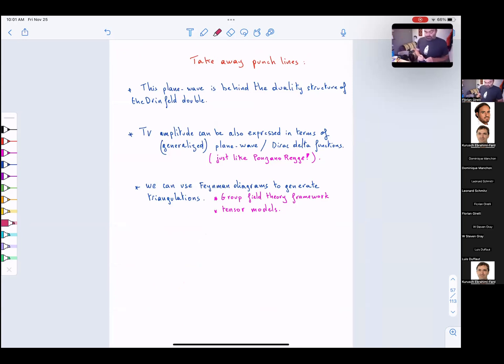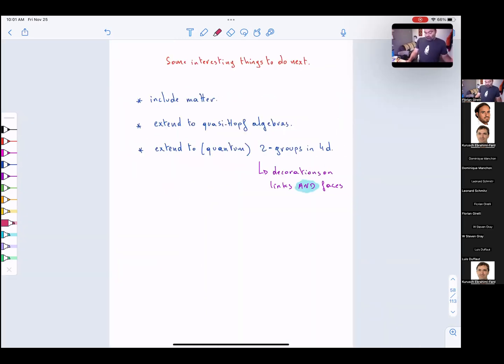So the punchline is that I just wanted to emphasize again the well-known fact that the plane wave is kind of the root behind the structure of a double, right? And so really what's important is that if you have a double, you have a duality between this structure, and out of this duality, you have this notion of plane wave. And then if you want to build this Girelli amplitude, you can construct it in terms of plane waves or delta function. There is a formula for that. And then also something I wanted to convey is that you can use this field theory approach, Feynman diagrams, to actually generate this triangulation of these topological invariants.